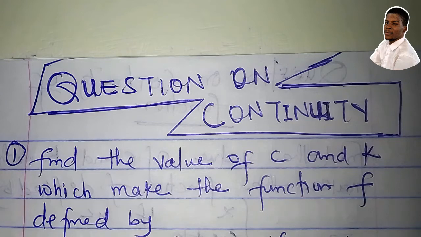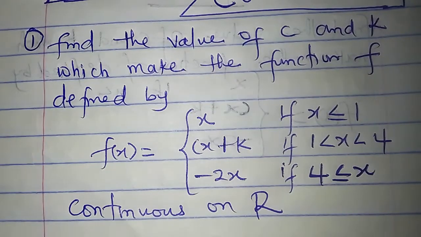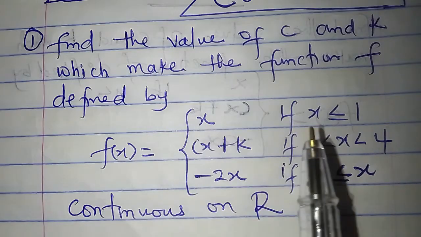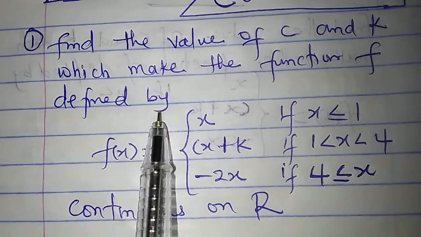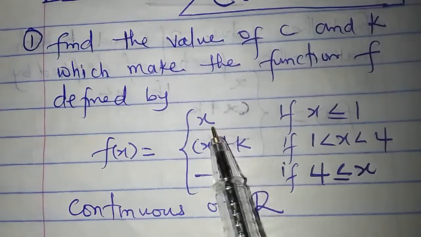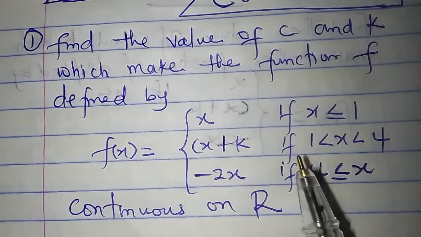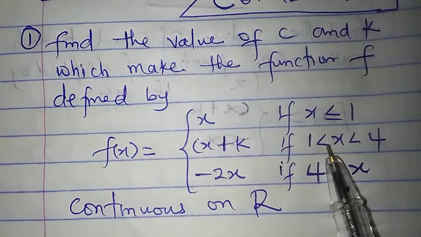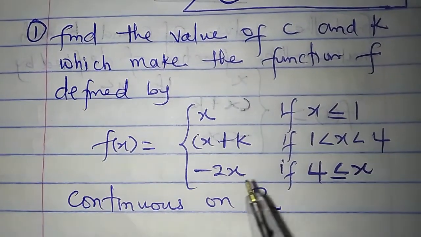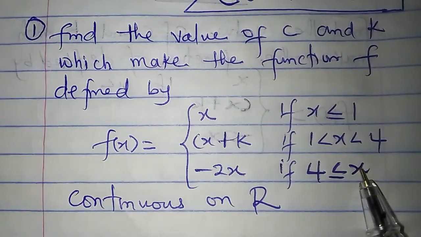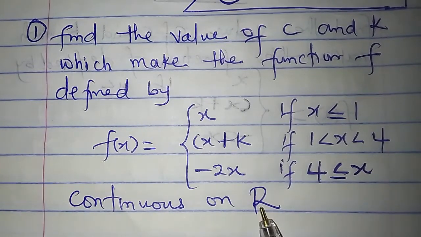In this video, I'll solve two questions on continuity of function. The first question says, find the value of c and k which make the function f defined by f of x equal to x if x less than or equal to 1, cx plus k if 1 is less than x and x is less than 4, minus 2x if 4 is less than or equal to x, continuous on the set of real numbers.